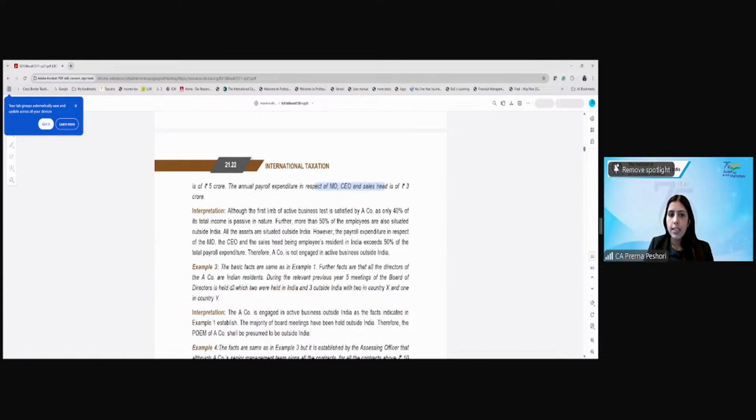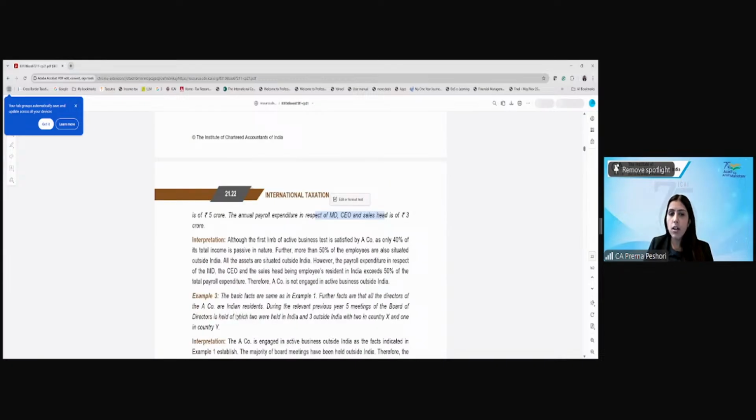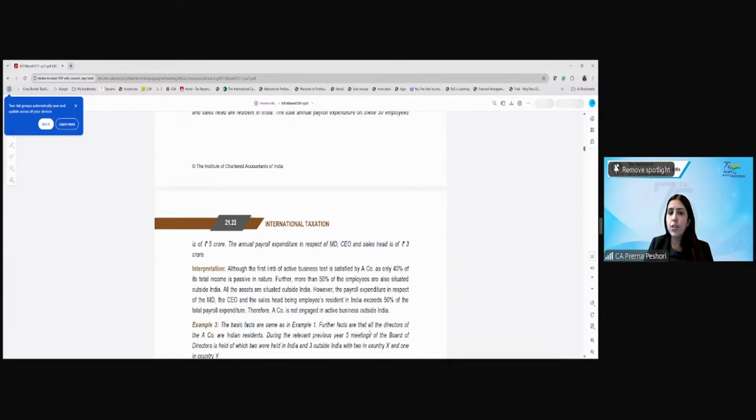Next one is: the basic facts are same as in example 1. Further facts: all the directors of ACO are Indian residents. During the relevant previous year, 5 meetings of the board of directors were held, of which 2 were held in India and 3 outside India, with 2 in country X and 1 in country Y. They are not saying that facts are same as example 2, but the facts are same as example 1, where we said that the ABOI test is satisfied.